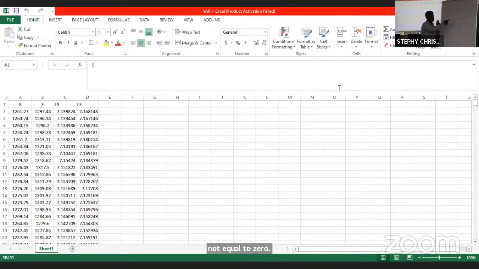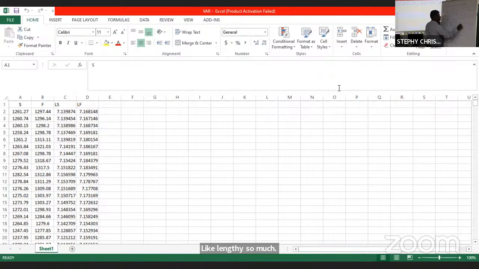Now, let me apply this hypothesis testing in this framework. Assuming how many lag lengths? Lag length is 2. Here, the lag length is 1. We'll go for lag length 2. How to rewrite this model? Can anyone write and show me how to rewrite this model? Plus beta 3. Lag length is how much? 2.